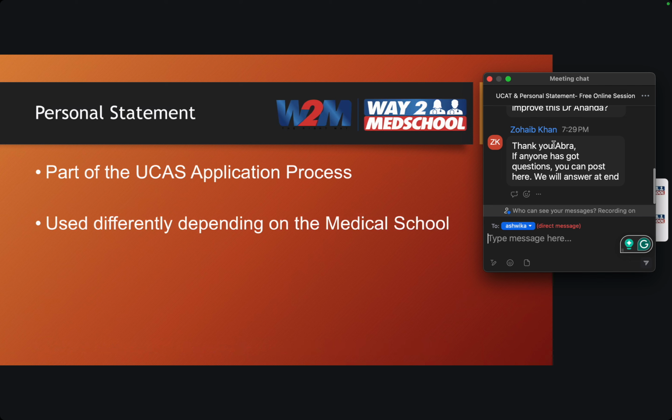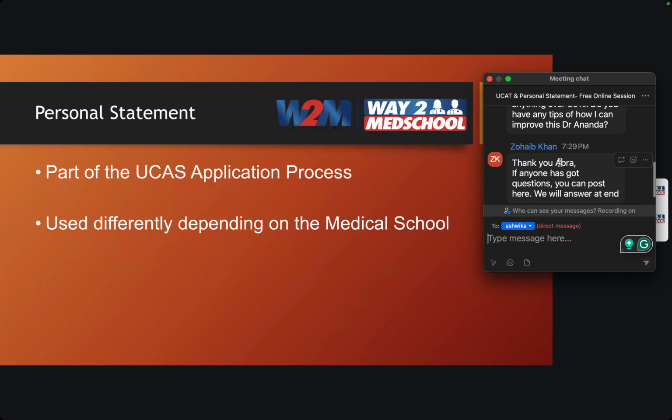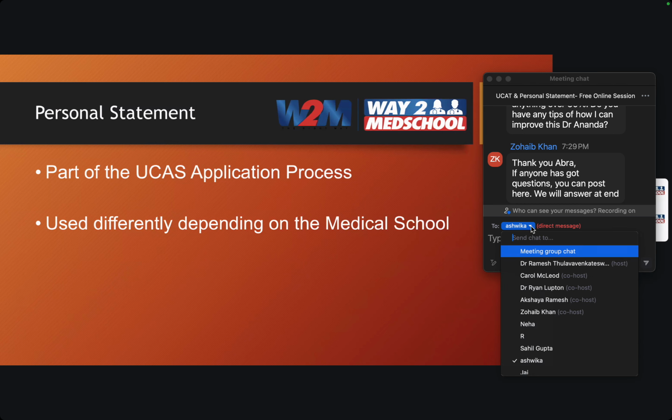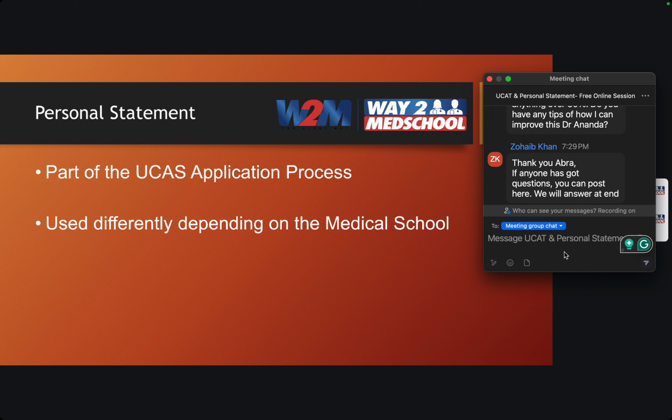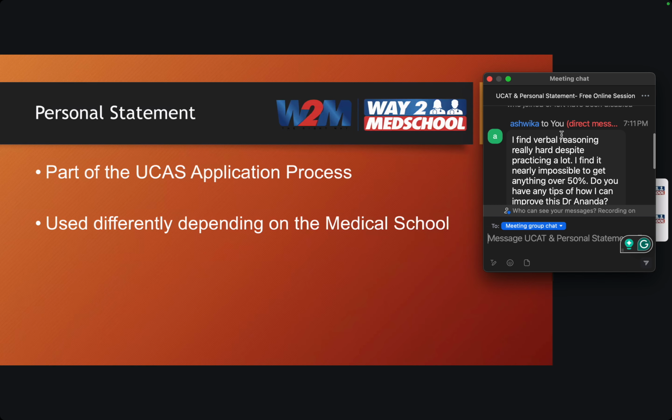Different medical schools use this personal statement differently. It's a 4,000 character statement, essentially, where it's your opportunity to show off, talk about why you want to be a doctor, what skills you have, what work experience you've done, things like that. And we won't go into it too much. But you might be thinking, how do you know what a medical school values? How do you know how they use it?